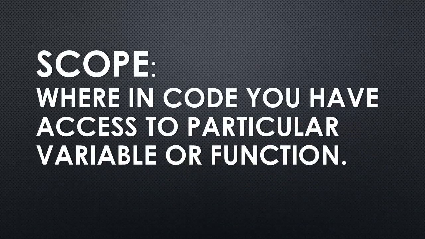Essentially, at its most basic, scope means where in code you have access to a particular variable or function. So I have a variable, perhaps it's a number or a string or an object, or I have a function. Where else in my code can I access it? All right, so let's take a quick look at immediately invoked function expressions and how they affect scope.